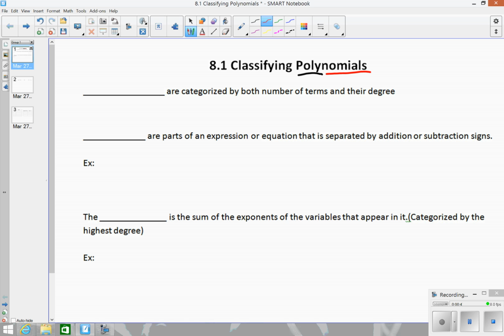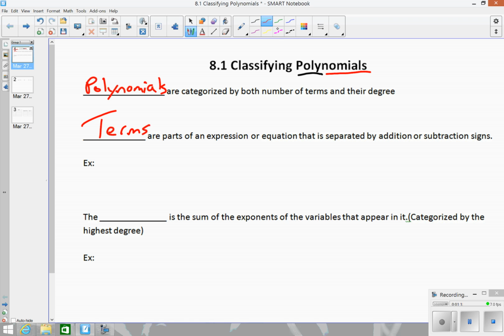So, first, polynomials are categorized by both the number of terms and their degree. Now, we should know what terms are, and degree we've talked about as well. Okay? Terms are parts of an expression or equation that's separated by an addition or subtraction sign.